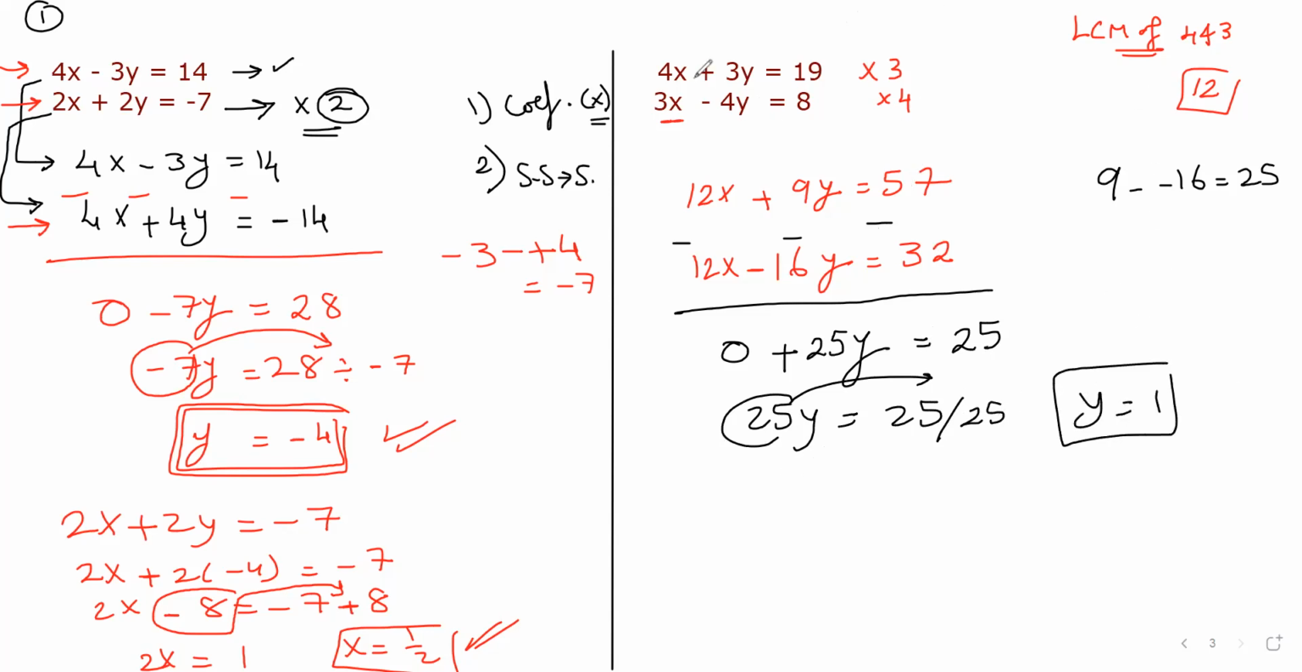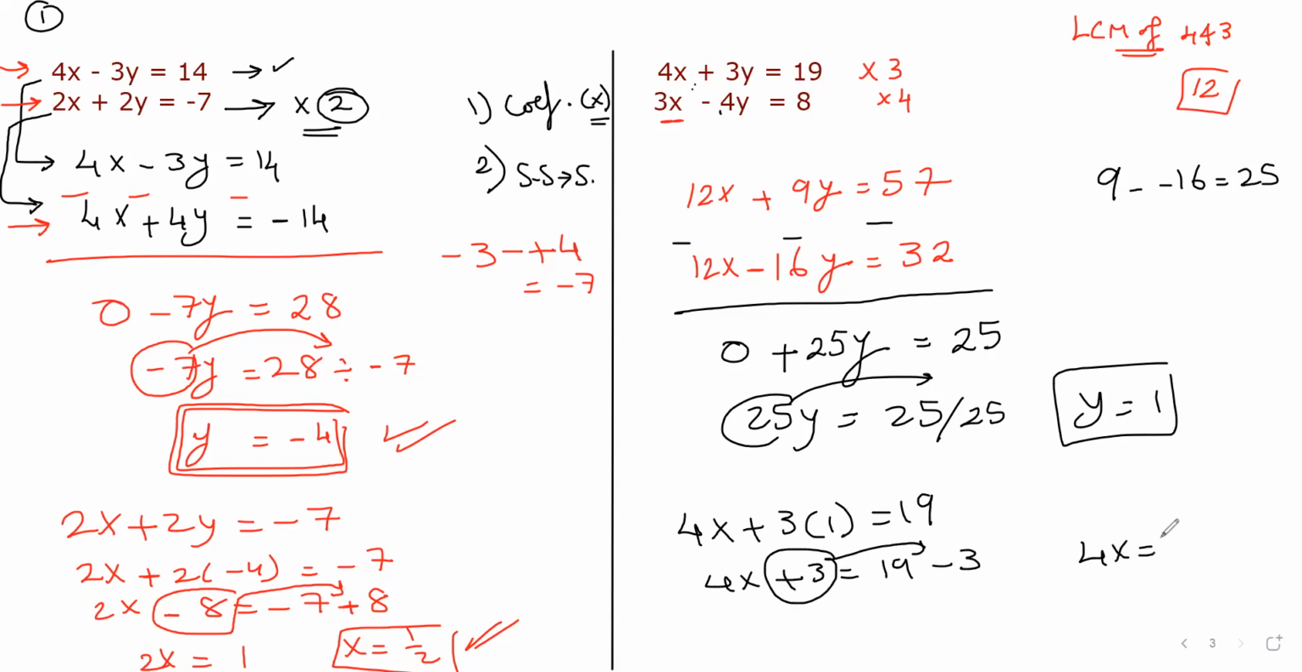Substitute in any of the equations, 1 or 2 or even 3 or 4, any of them. Let's work out the substitution in the first one. 4x plus 3y, and 3 multiplied by 1 equals 19. And 4x plus 3 equals 19. Move this 3 to the other side as -3. So 4x equals 16. Move the 4 to the other side as division. So x equals 16 over 4, which is 4.